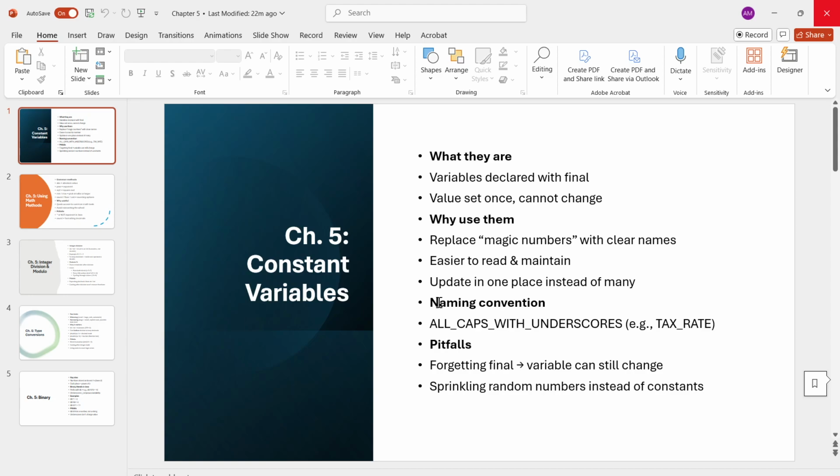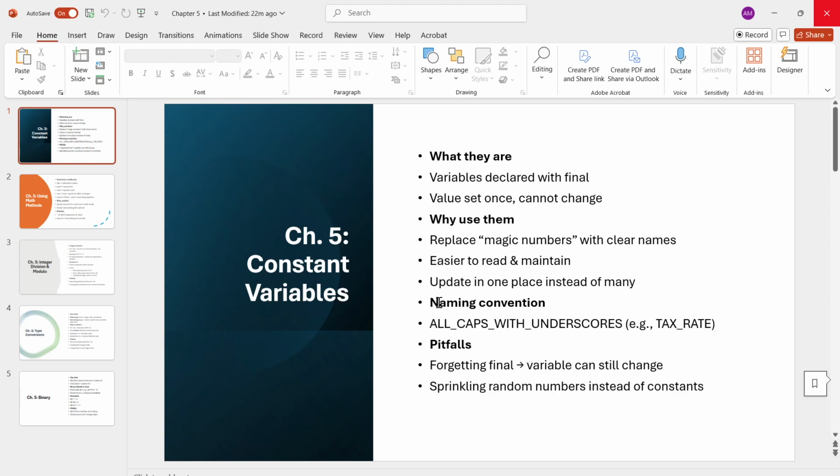Some of the things to remember is forgetting the final keyword. Without it, the compiler lets you reassign the variable, which defeats the whole point. And mixing magic numbers in your code instead of replacing them with constants. If you see numbers that look random like 7.3 or 42, ask yourself, should this be a named constant instead?